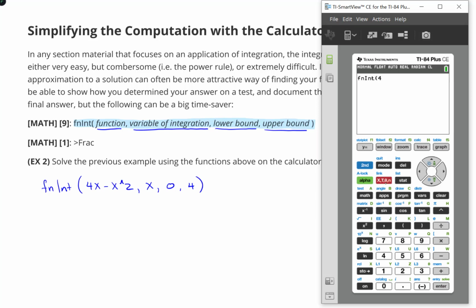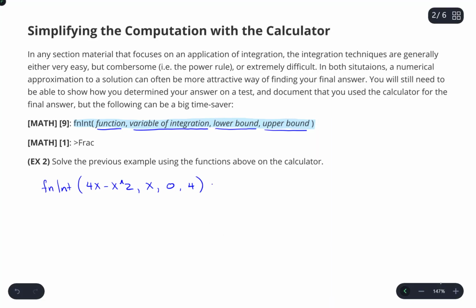So let's try it. So 4x minus x squared. Then x is my variable of integration. Lower bound is 0, and the upper bound is 4. It will run through the process using numeric techniques and now put an answer. Now, that answer is always going to be a decimal approximation. It's never going to be an exact answer like a fraction or a square root or anything of that nature. So what we're going to get is an approximation, 10.66666, and then it says 7 in the end.